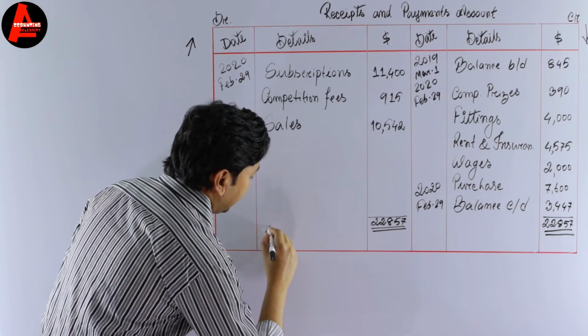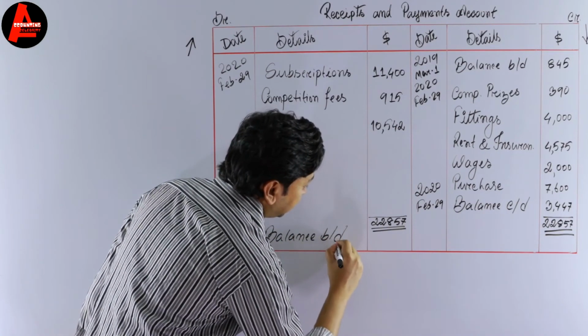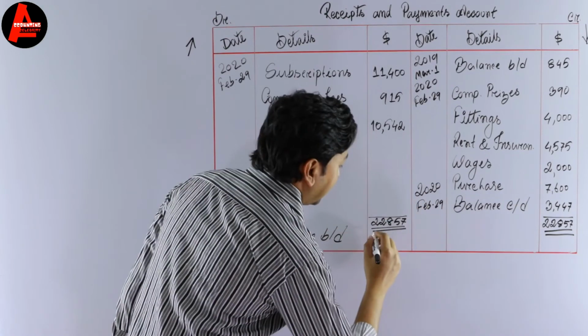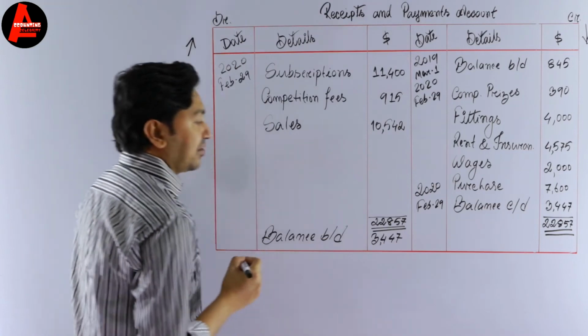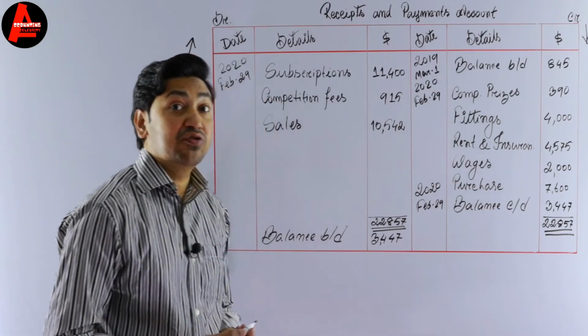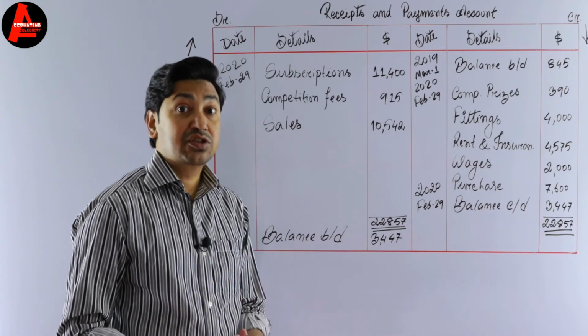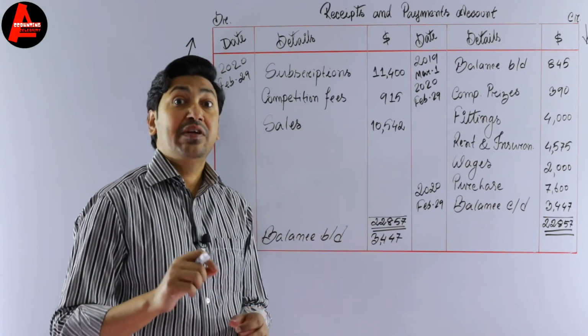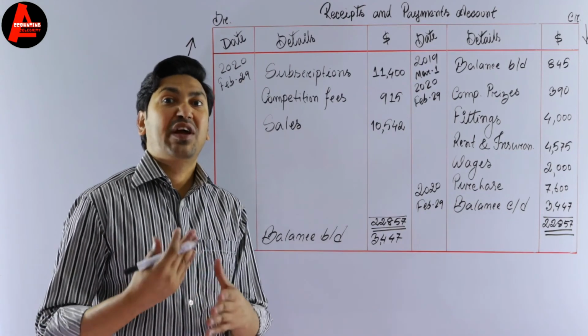So we will write here balance BD. BD means brought down, yeah. So here it is the same amount, $3,447. Okay. Now what date you need to write here with this balance BD? Written in the question it is 1st March 2020. Even if the date is not written in the question, you have to write. Okay, so what date will be?